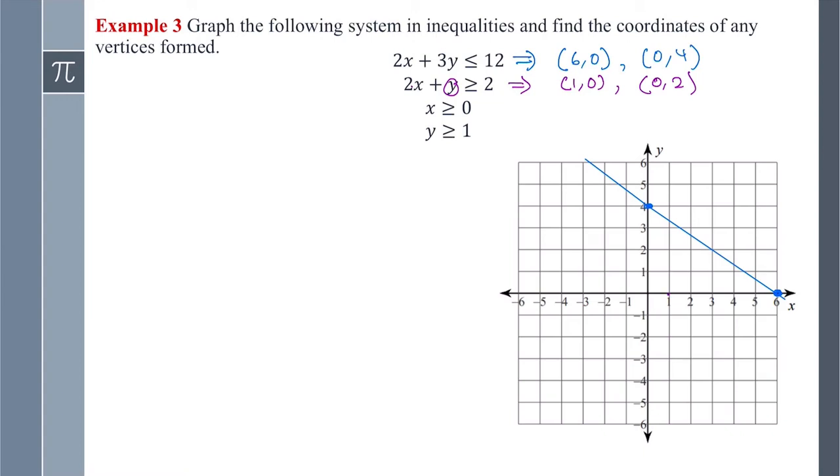(1, 0) is right here. (0, 2) is right here. So what I'm going to do is draw a straight line from here. I don't know where it goes. It's not a straight line. This is very important that we draw the line perfect.